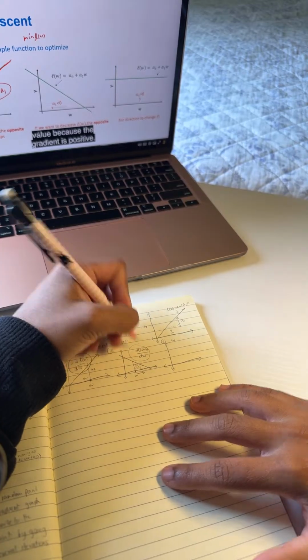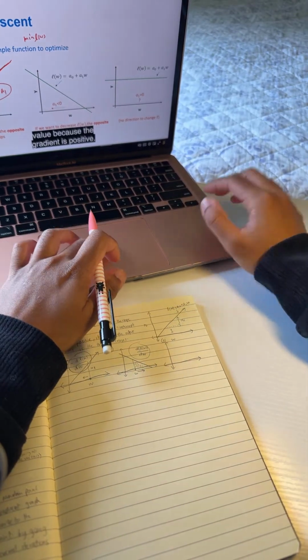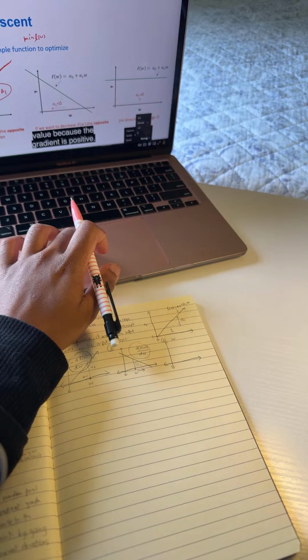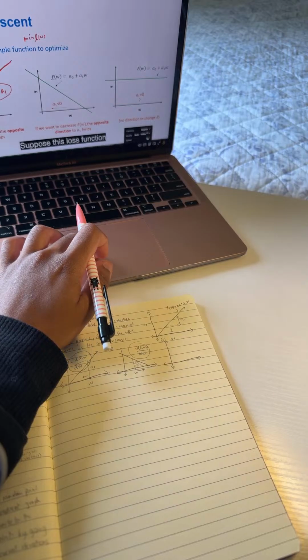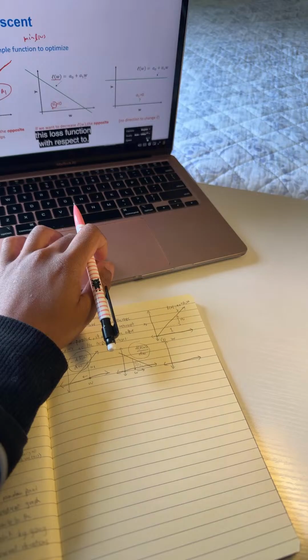So I think this is my prediction for the second one. Because the gradient is positive, which is A1 is positive, we should go towards the negative direction. Same idea, suppose this loss function looks like this line. A1 is the gradient of this loss function with respect to W. Because this line looks like this one, A1 is negative. So if you want to lower the function, you should increase the W.